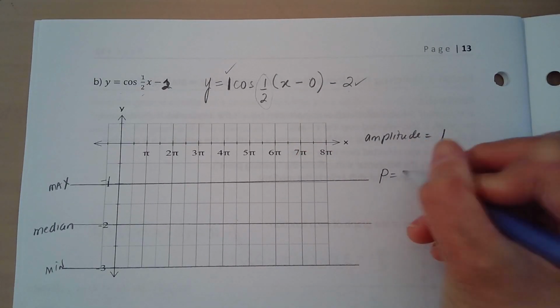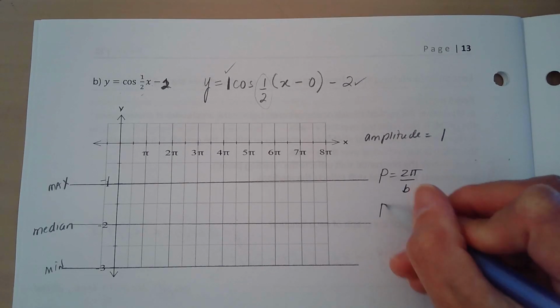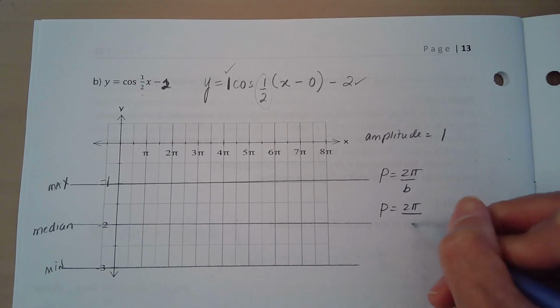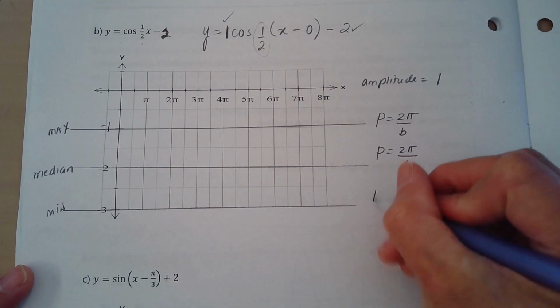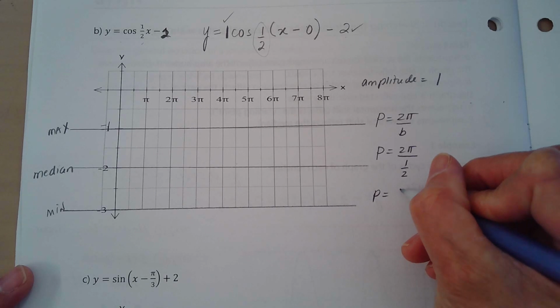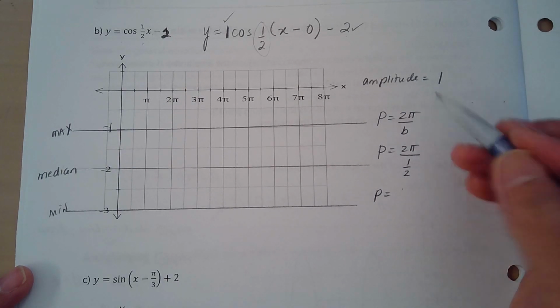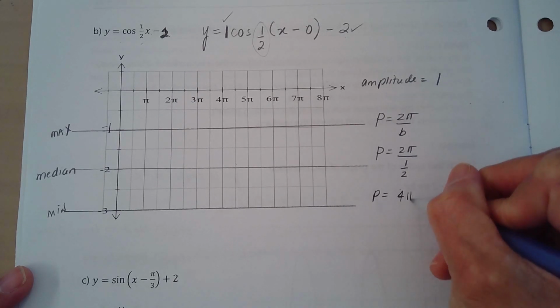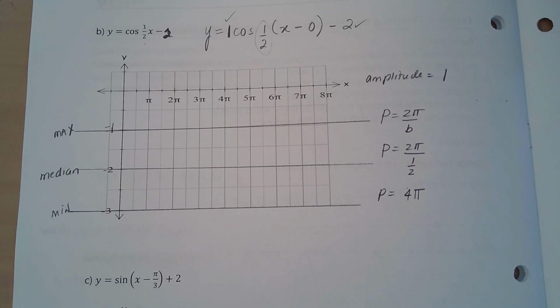So period is equal to 2 pi over b. That means the period is 2 pi over 1/2. Okay, what does that give us? What's 2 divided by 1/2? 4 pi. So that means our whole cycle is going to go 4 pi. Period is 4 pi.